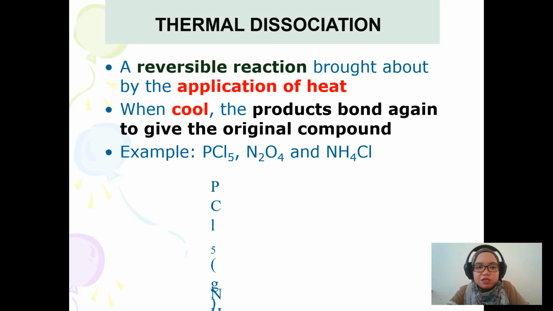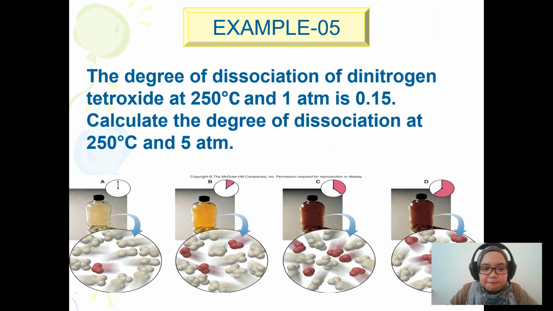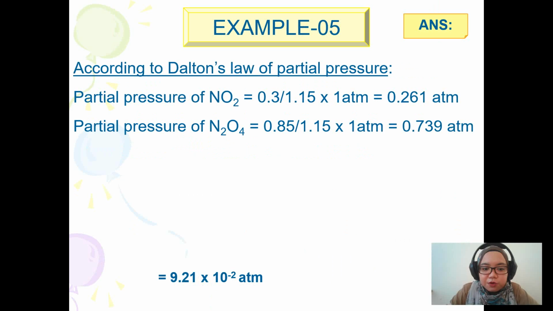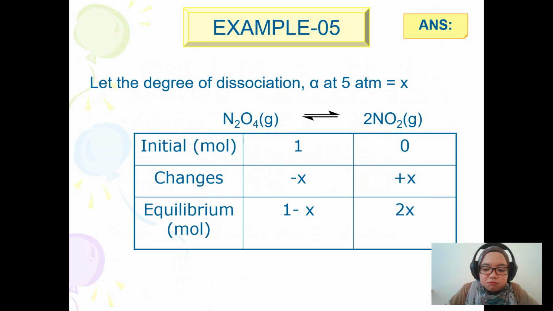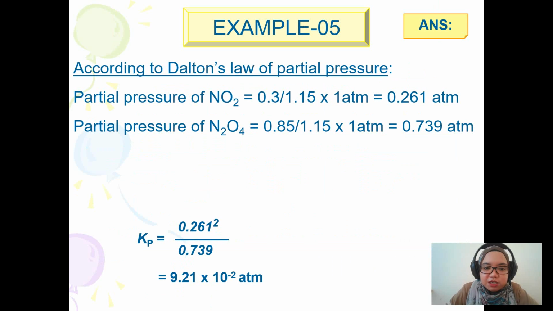So thermal dissociation is a reversible reaction brought about by the application of heat. So when cooled, the products bond again to give the original compound. This is what dissociation means, because dissociation is the process of breaking down the molecule into smaller parts of molecules, ions and atoms. Okay, so this is how you find the degree of dissociation.